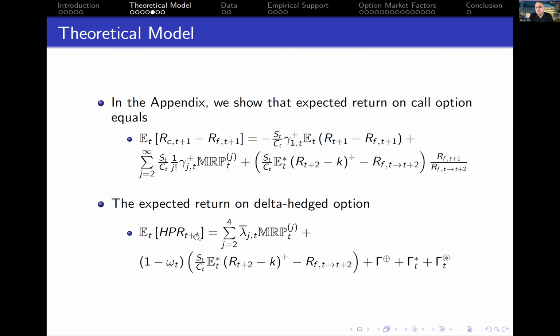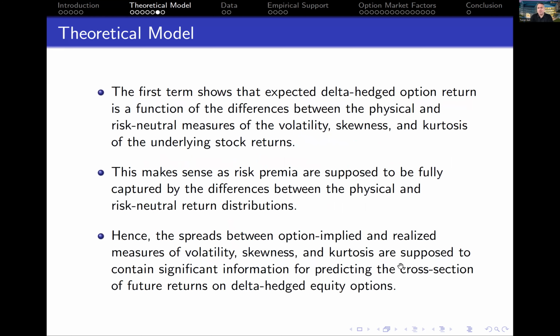So expected holding period return becomes, MRP is a shortcut to spreads between risk neutral and physical variance, skewness and kurtosis. As I said before, the sum goes from 2 to 4. We could keep extending this, but we wouldn't be able to estimate them with reasonably low measurement error. So this part is easy. This part is very complicated. Okay, so there are so many terms here. Let me just briefly talk about this.